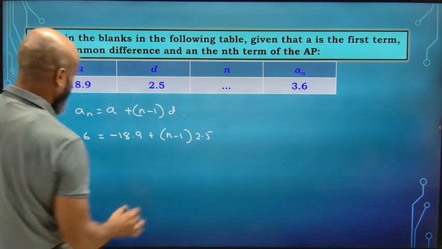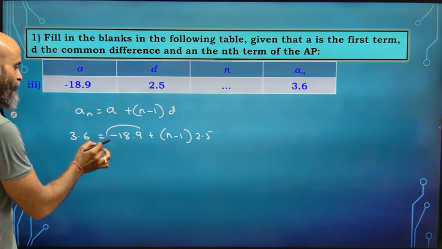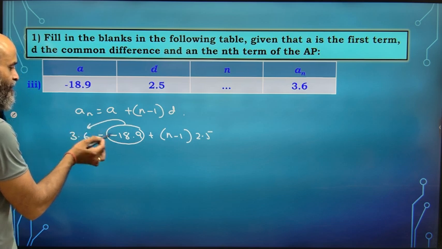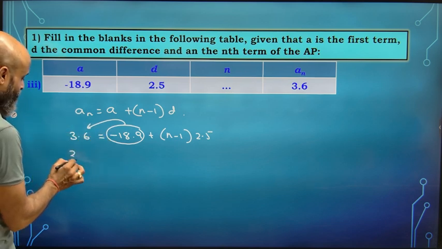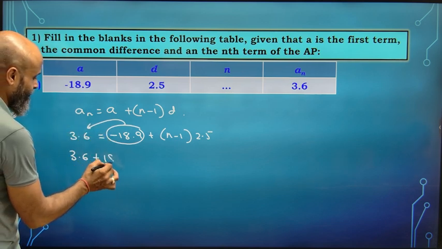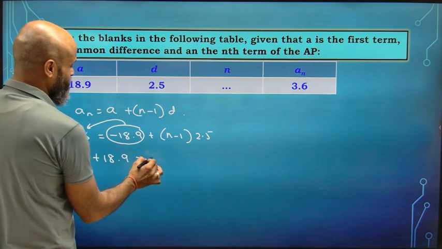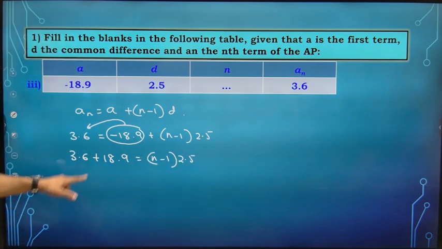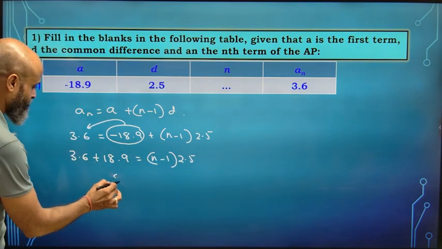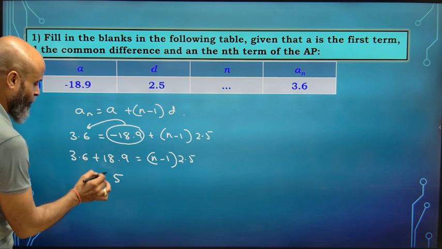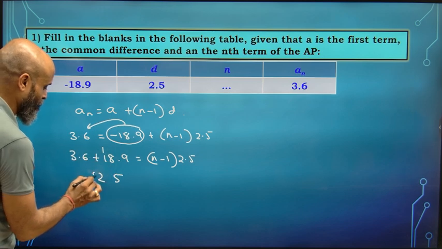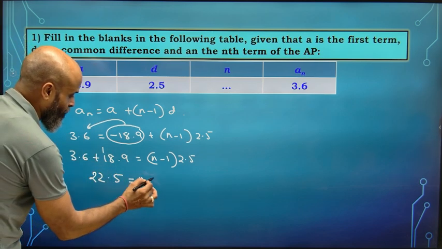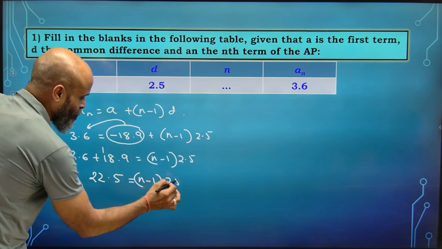2.5 into 2.5. Okay, so if we transpose this term here, it will change to plus, so this will be 3.6 plus 18.9, that will be how much? n minus 1 into 2.5. Clear? Okay, so this will be how much? 9 plus 6 is 15, 3 plus 1 is 4, 8 plus 4 is 12, 1 plus 1 is 2. 22.5 is equal to n minus 1 into 2.5.